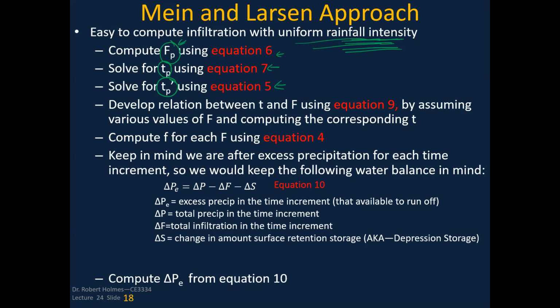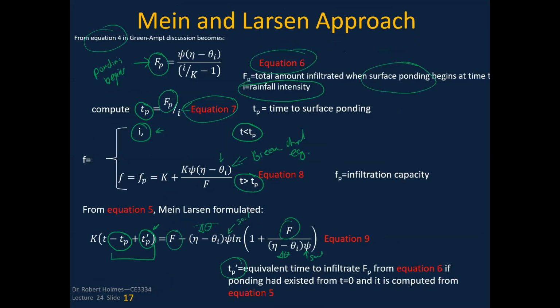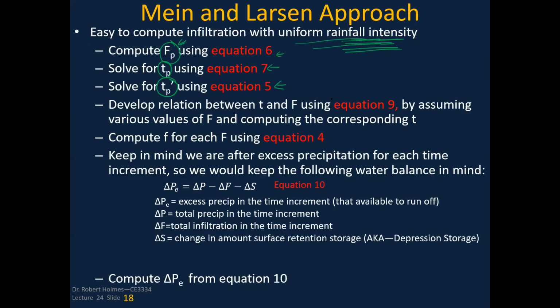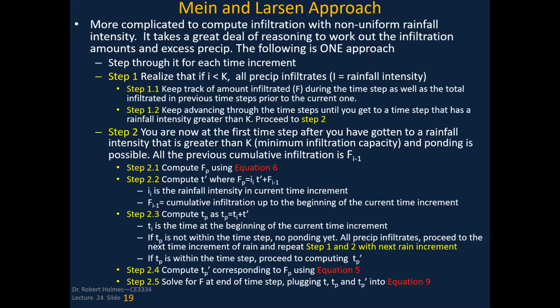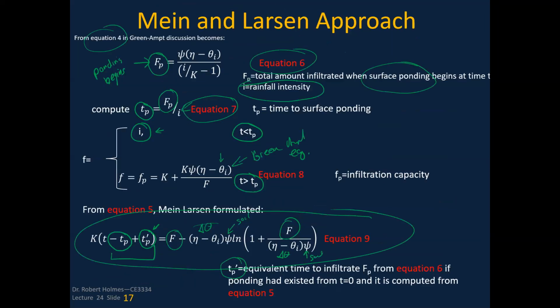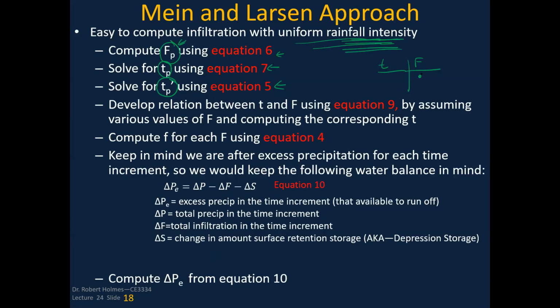And then you develop a relation. So you go to equation 9, which I said was this thing where I've got time embedded in with F, an equation that you can't just directly solve. And so typically what I do is I take equation 9 after I've gotten T sub P and T sub P prime, and I'll develop a spreadsheet that'll have various values of T and various values of F. And so I'll put in a value of F into that equation 9, and then I'll say, what is the T that corresponds to that F?